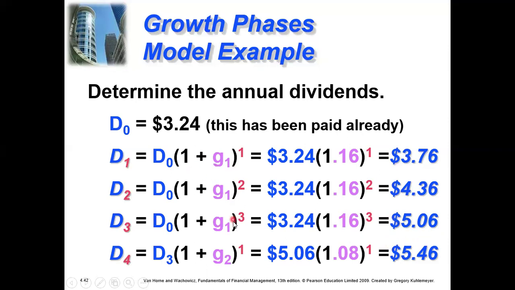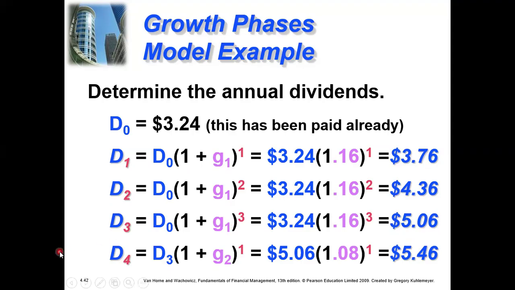Either you can solve by this formula, taking the power, or otherwise you can simply calculate year by year growth of 16%. Calculate one year, then calculate the next year by multiplying by 1.16, again 1.16. In this way you can calculate D3.